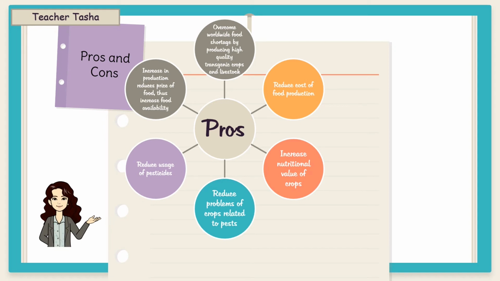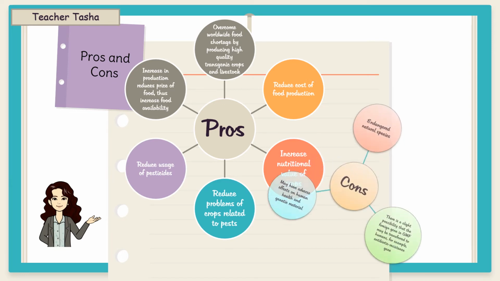Okay, so there are the pros and the cons of genetic engineering. The pros are that it overcomes worldwide food shortage by producing high quality transgenic crops and also livestock. It also reduces the cost of food production, increases the nutritional value of crops, reduces problems of crops related to pests, reduces usage of pesticides, and also increases production. Alright, it reduces the price of food, thus increasing food availability. So we would have enough food worldwide.